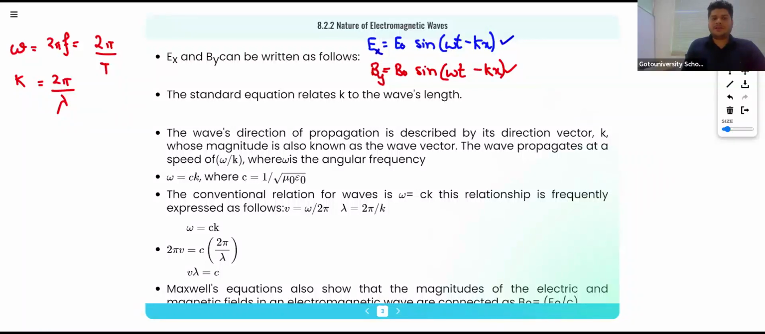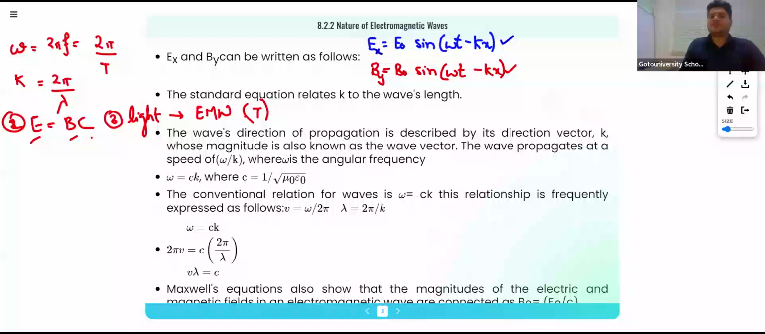After that we studied the second property, and the second property was E is equal to BC. What is E? Electric field. What is B? Magnetic field. What is C? C is speed of light. Then we studied that light is an electromagnetic wave. Which type of electromagnetic wave is it? It is of transverse type.